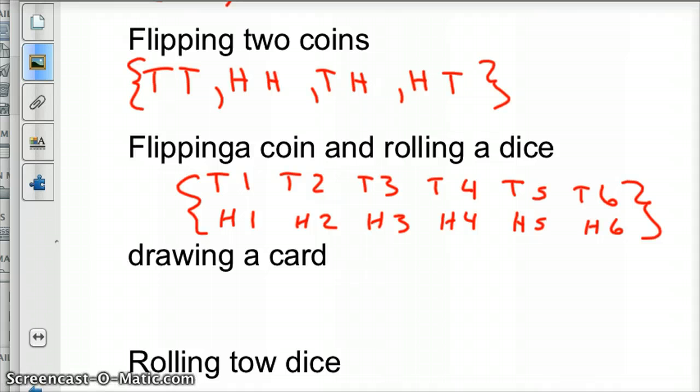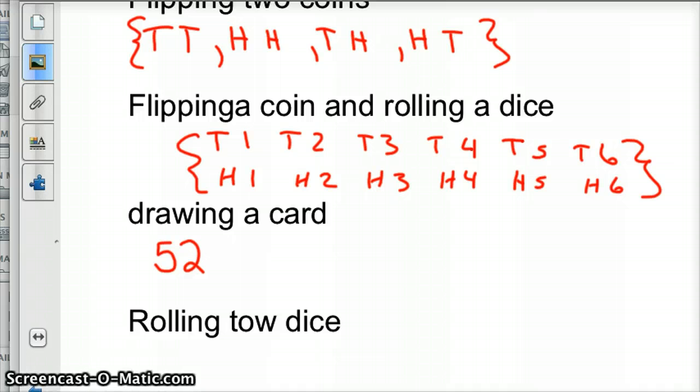Okay, drawing a card. I'm not going to list these out. If you have a deck of 52 cards, a standard poker deck, you've got four choices: hearts, clubs, diamonds, and spades. You've got ace, king, queen, jack, and then all the number cards from deuce on up to 10. And I think I just covered them all, but there's 52 cards in that situation. And we'll do things with that later.